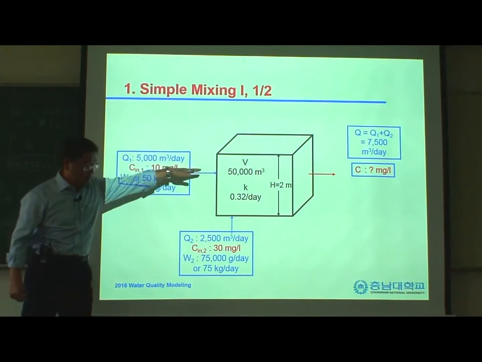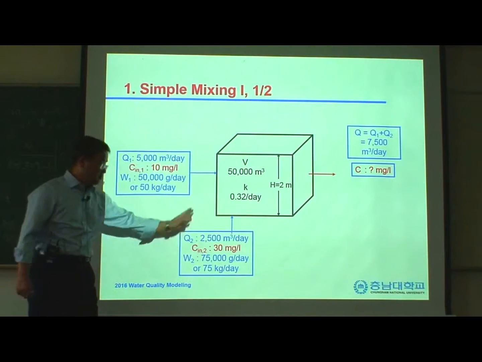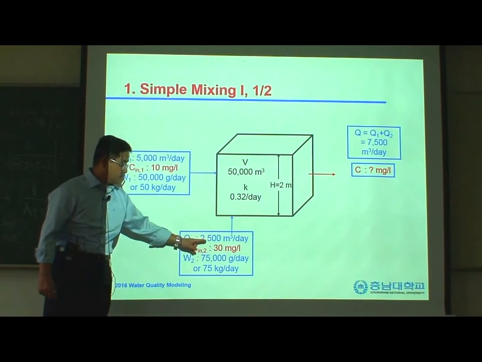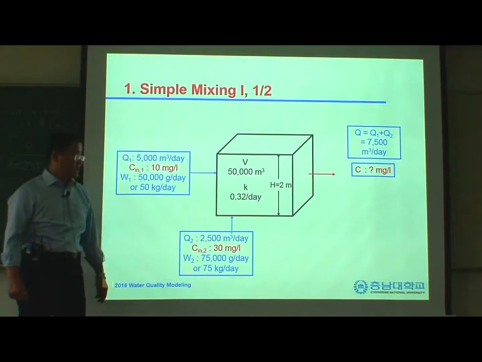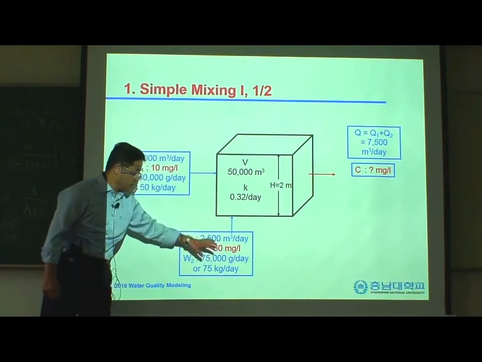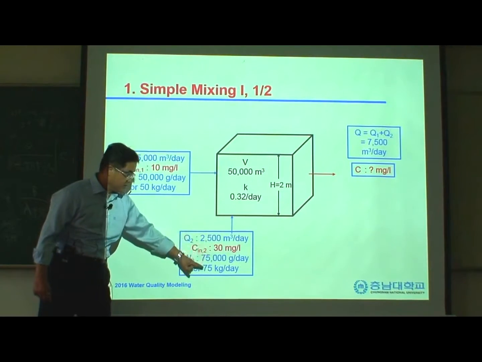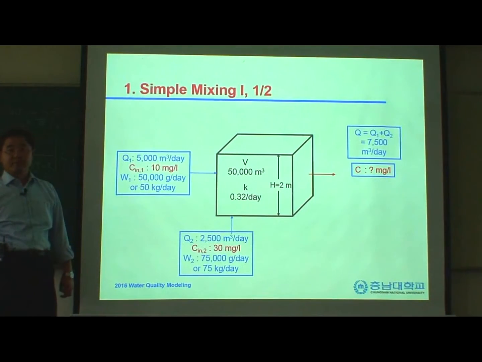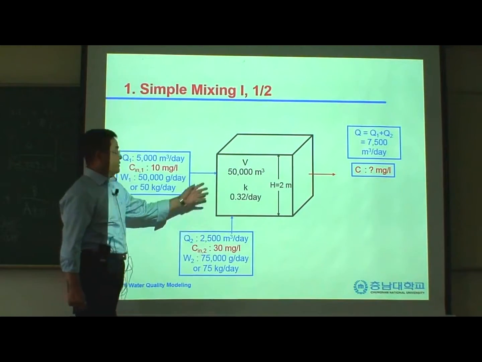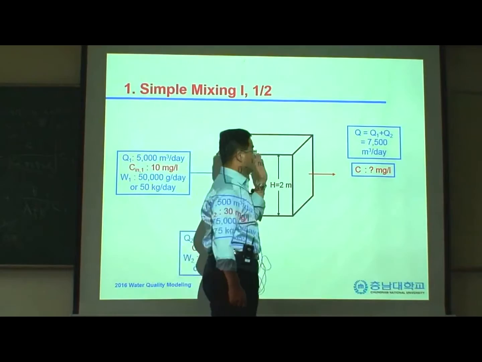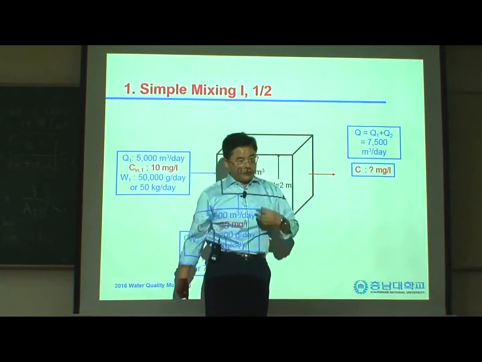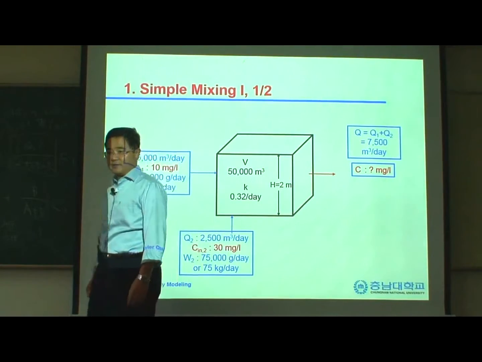This is input 1. Input 2 is 2,500 kilometers per day and 30 milligrams per liter. If you multiply them together, this is 75 kilo. Okay? And I have this volume. And then my question is, what is your concentration?